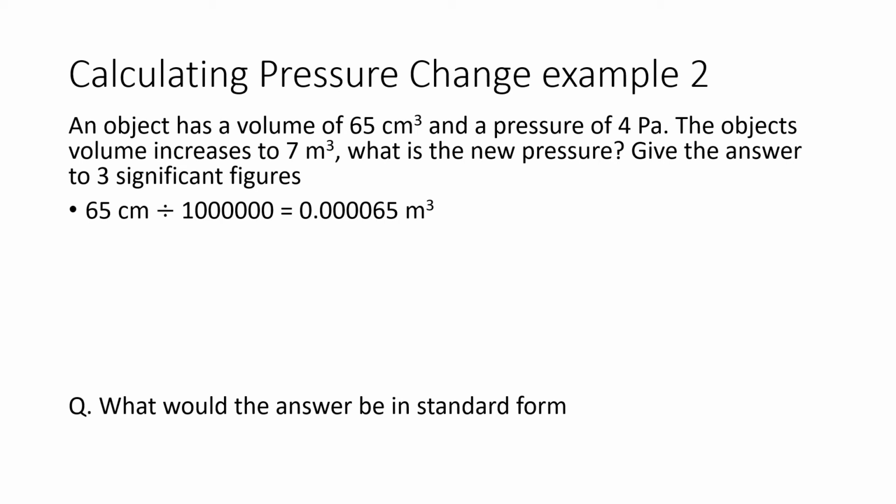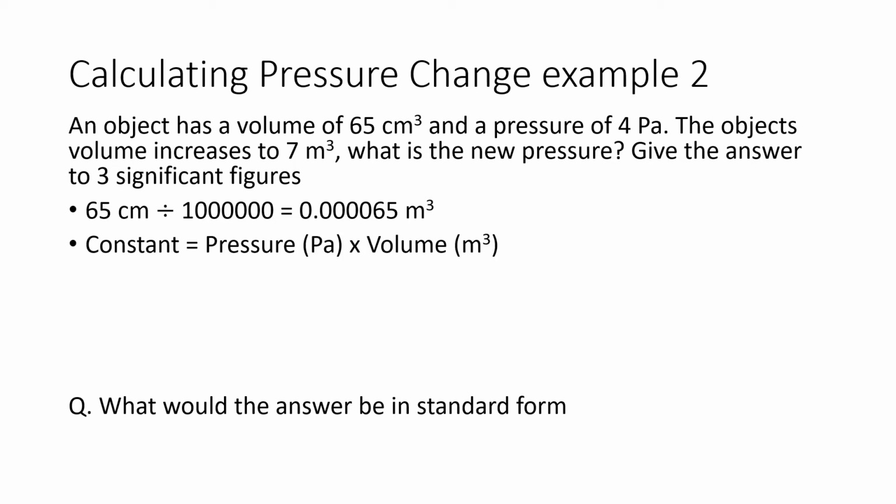Now, if you're comfortable using standard form, you can of course convert that into standard form and use that number, but I prefer to do it as an actual decimal number, and then if I need standard form, I'll do it at the end. So if I've got 65 centimeters cubed, that means I have 0.4 zeros and then a 65 meters cubed.